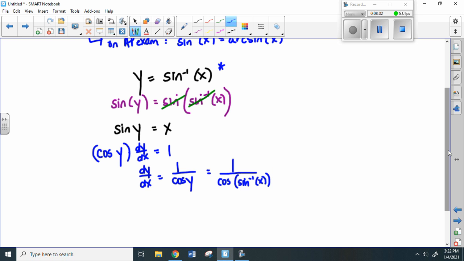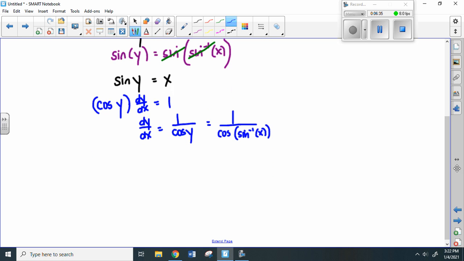So the cool thing with trig is that you can use right triangle trig and the Pythagorean theorem to find algebraic expressions instead of trig expressions. So let's step back for a second, and let's make an angle in quadrant 1. I'm just going to make an angle, and I'm going to call it y.